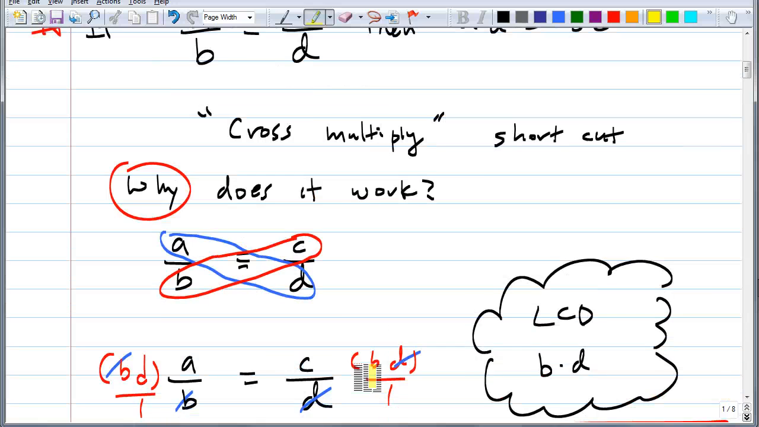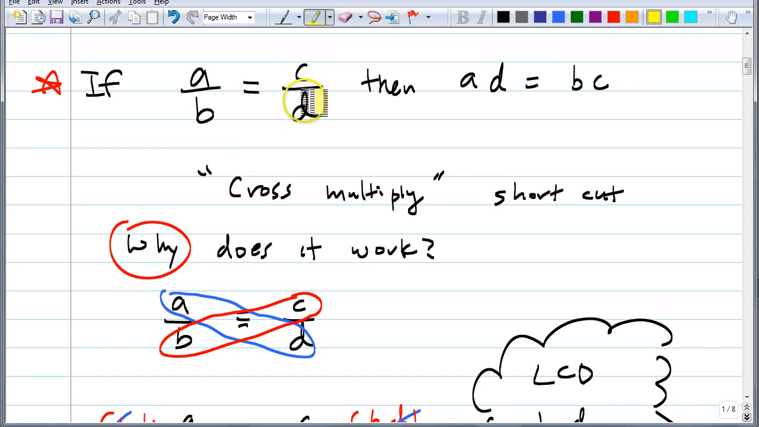If you have a over b equals c over d, do you see why it equals ad equals bc? You're basically multiplying both sides by b and d, so they cancel out.